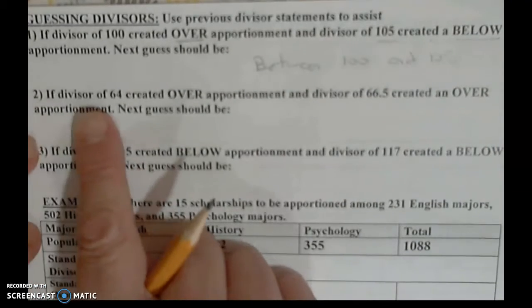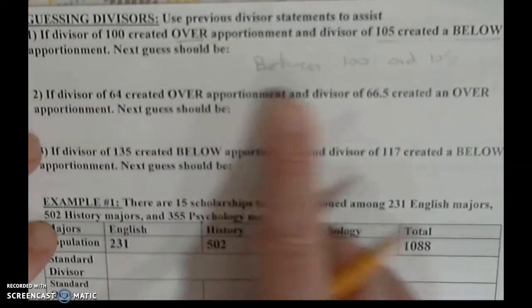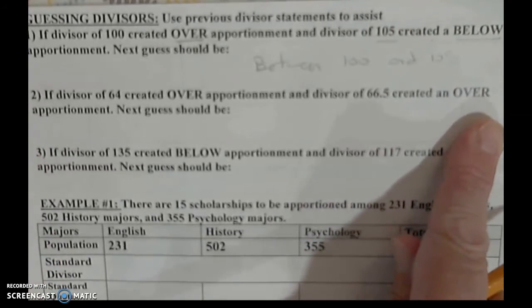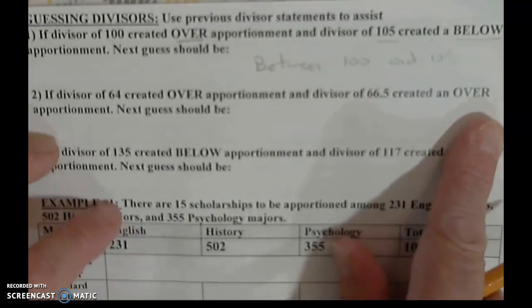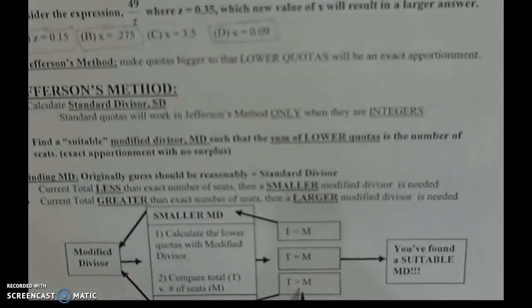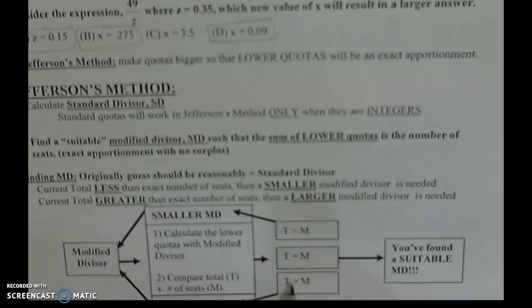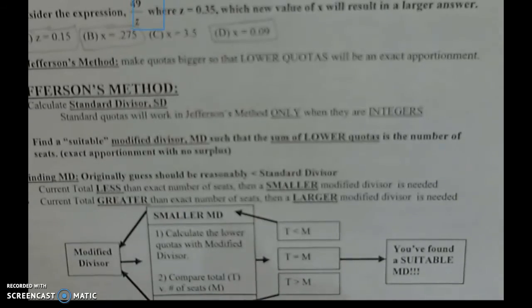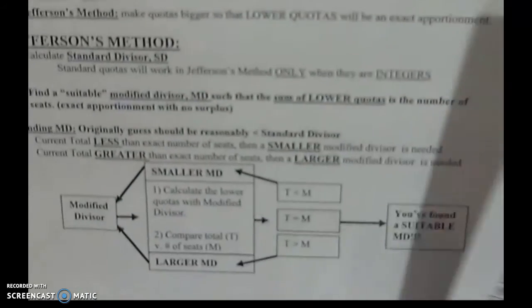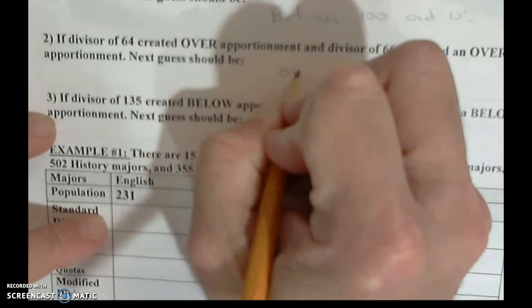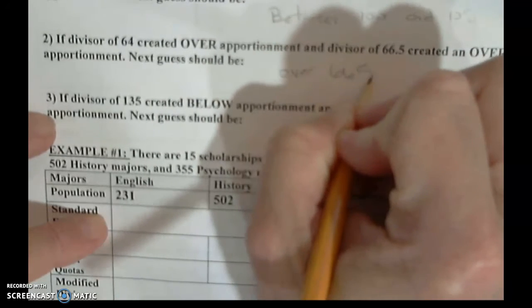On this one, if the divisor 64 is over and 66.5 is over, then what should our next guess be? Well, once again, if we're over what we're supposed to be, T is greater than M, then we need to go larger when we modify our divisor. Going back to that little chart over there, in this case I would need to do something that is over 66.5.